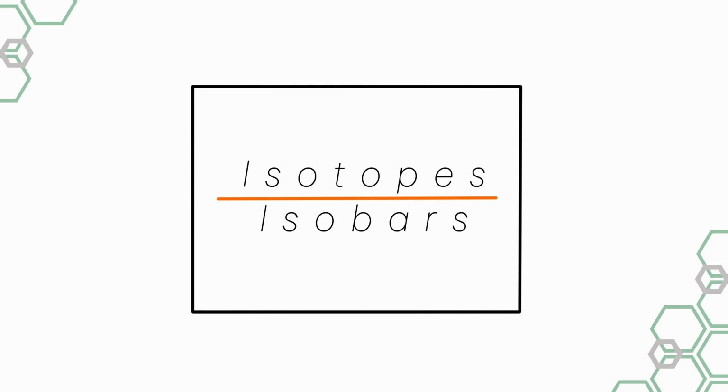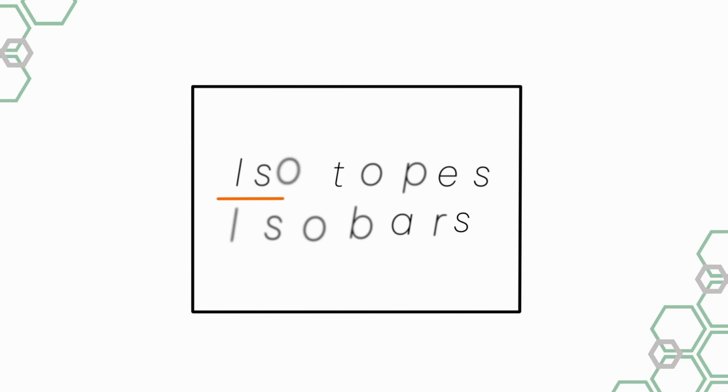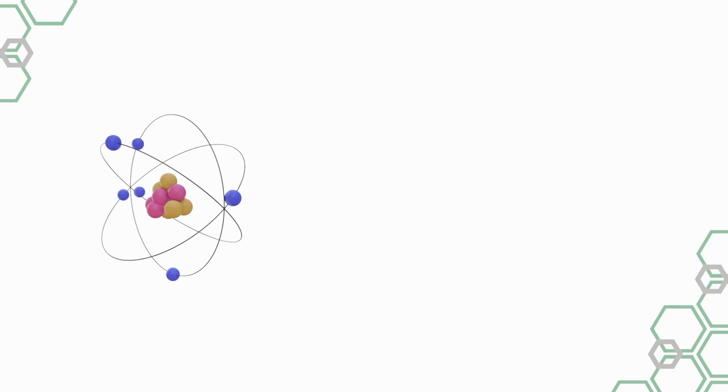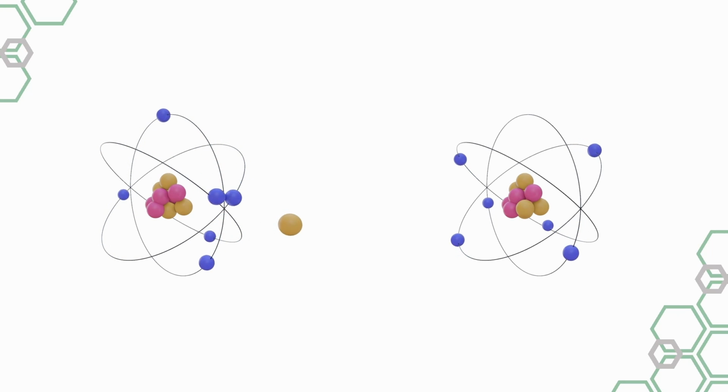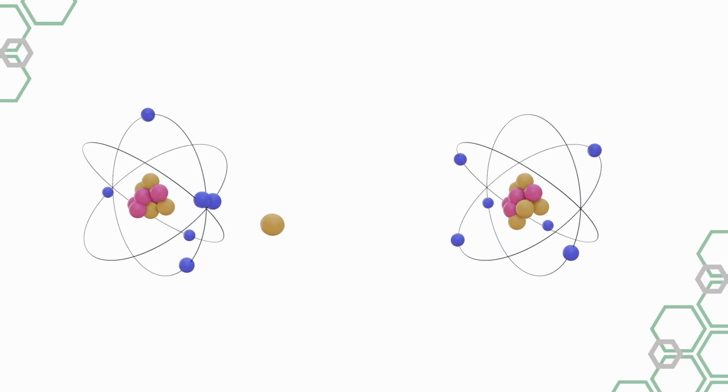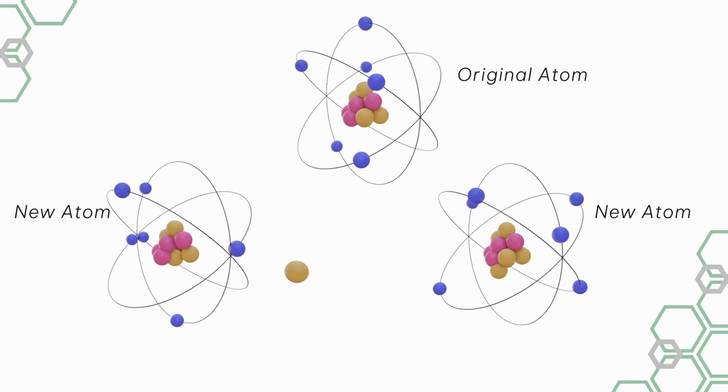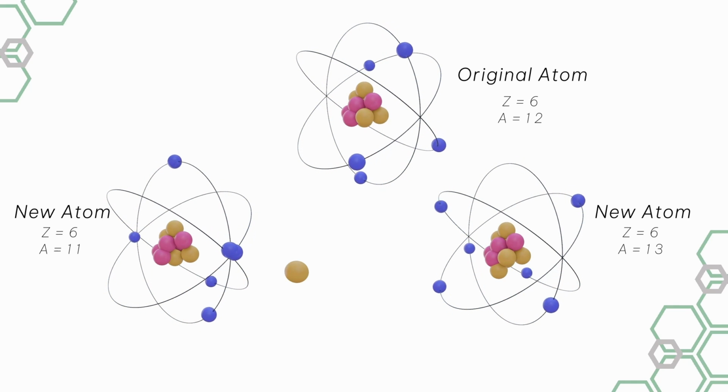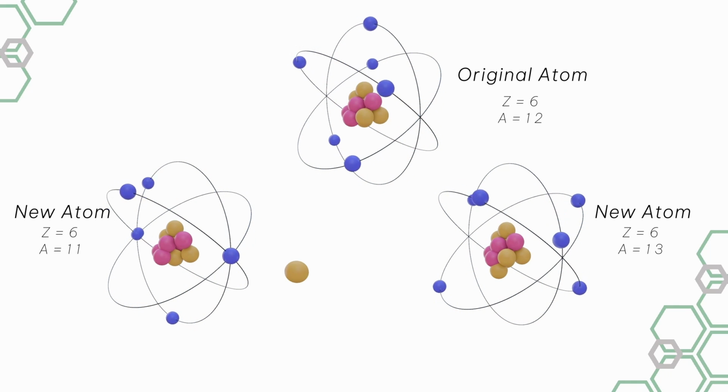Isotopes and isobars. Whenever some neutrons are ejected from the nucleus of an atom, or some neutrons are added to that nucleus, then the atomic number of the first atom and the newly formed atom remains the same, but their atomic mass number changes, and the group of such atoms are called isotopes.